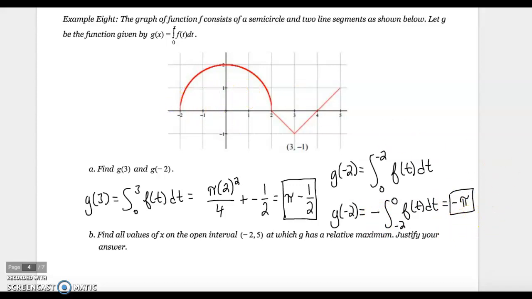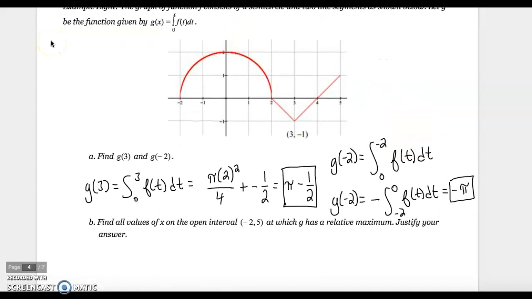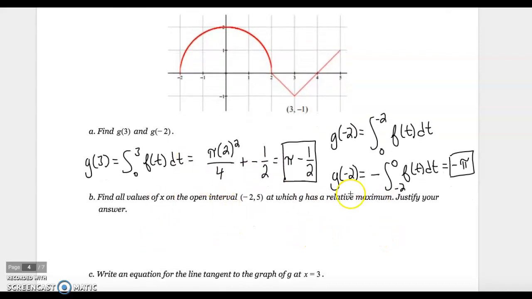Awesome. All right, in the next portion, we are going to find all values of x on the open interval at which g has a relative maximum, and we have to justify our answer. So if I'm looking for g having a relative maximum, that means I need my g prime of x to equal 0 and change from positive to negative.